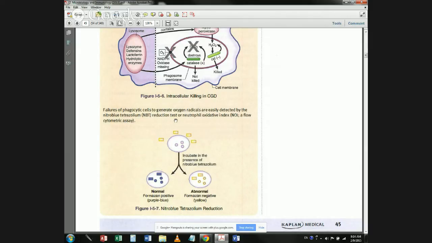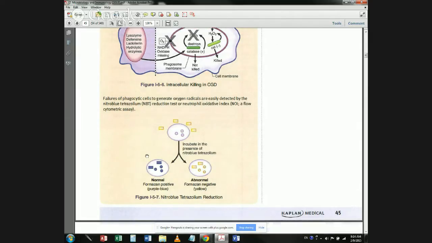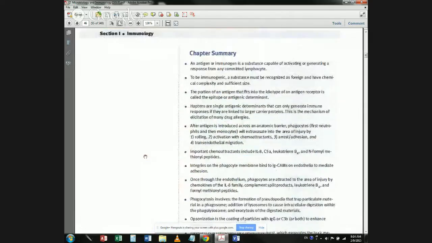And once it is broken down, it will become blue. That would be normal, meaning that the patient's NADPH oxidase is working just fine. If it turns blue, we're just fine. But if it doesn't change from yellow to blue, then that means NADPH oxidase is not working. So this is a very important test. We have to look to see if it turns blue. Nitroblue tetrazolium reduction test: if it doesn't turn blue, that means you have CGD. Oh, and we're done.